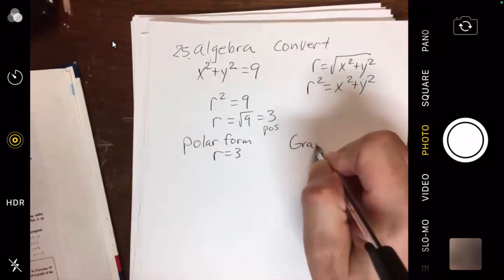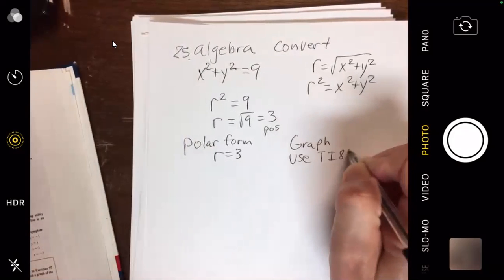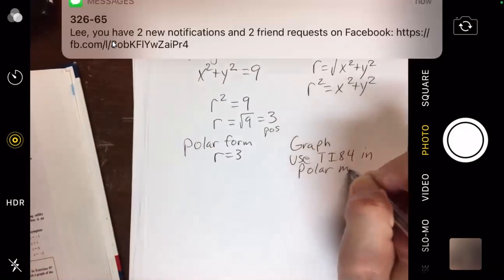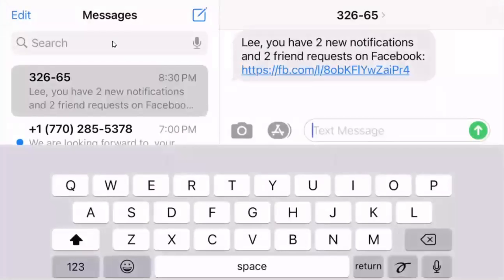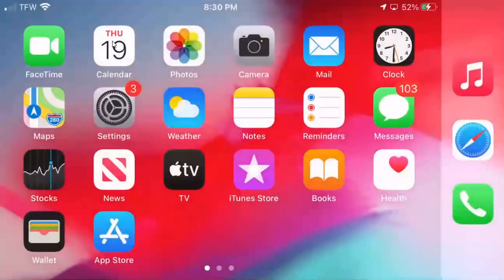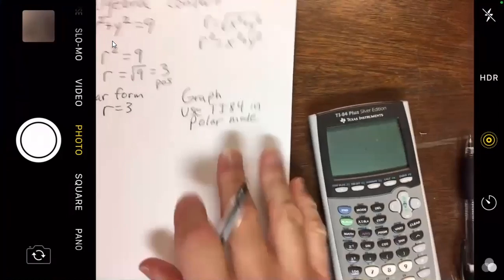And they want a graph. We're going to use the TI in polar mode. Oh, but I'm upside down. How did that happen? It's a miracle. Okay.